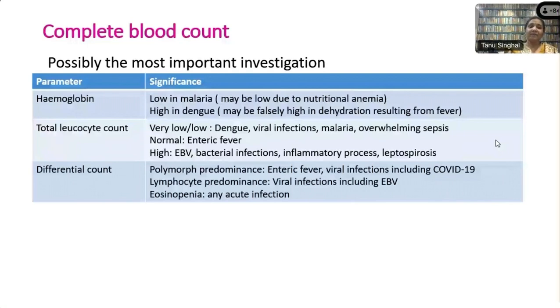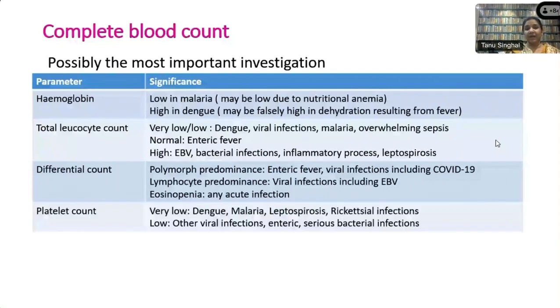Eosinopenia was initially considered important for diagnosis of typhoid, but in any acute infection, you actually have a stress response, high cortisol levels, and you get an eosinopenia, where your eosinophil percentage is 0 to 1%. But again, in patients who have an allergic diathesis or allergic predisposition, you may not find eosinopenia.